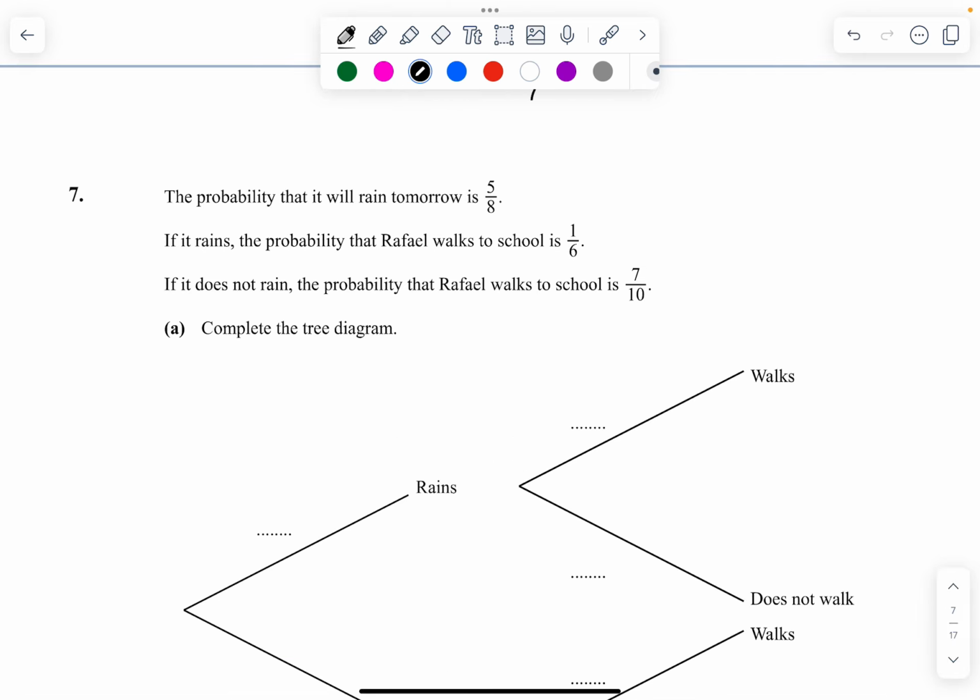Question number 7. So what is this question number 7? It is all about the tree diagram. In this question, we are going to deal with a tree diagram. The probability that it will rain tomorrow is 5 upon 8. So I write 5 upon 8. Not raining tomorrow will be nothing but what? 1 minus 5 upon 8, which is 3 upon 8. So I write 3 upon 8 over there.